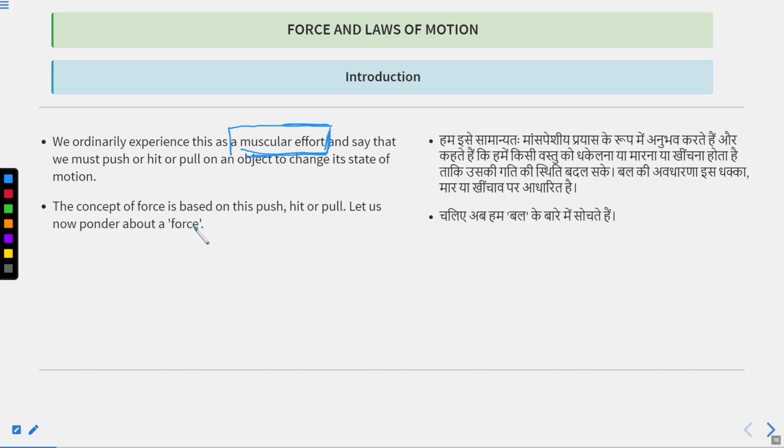And the concept of this push, hit, pull is known as force, that you are applying some force to an object. If I want this pen to come into motion, I am applying a force, I am pushing this object, and this push is known as force. So to change the state of the motion of any object, you need force.